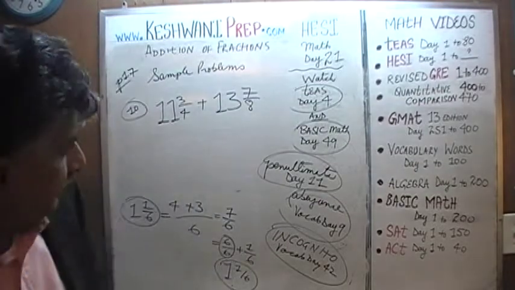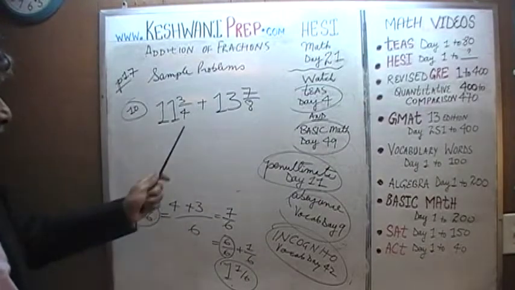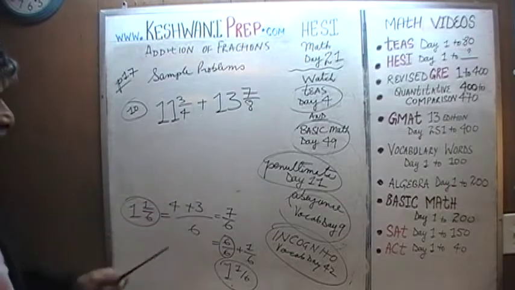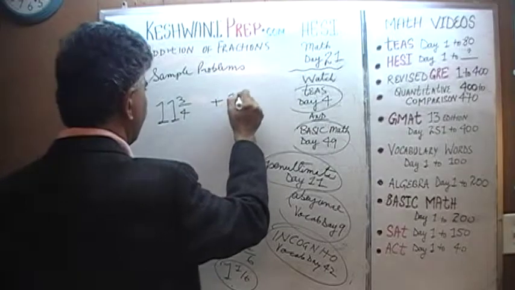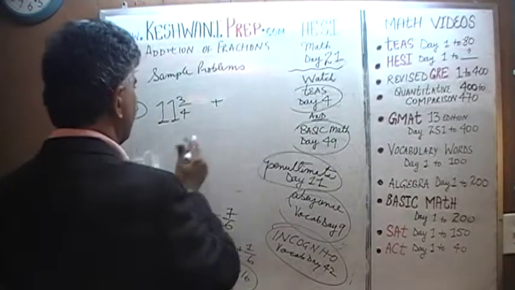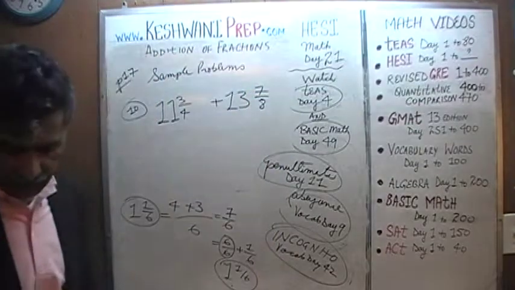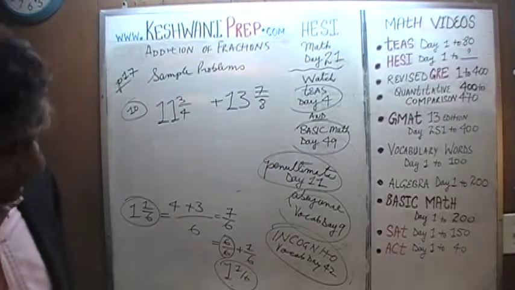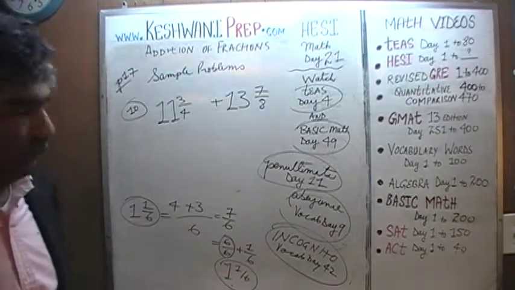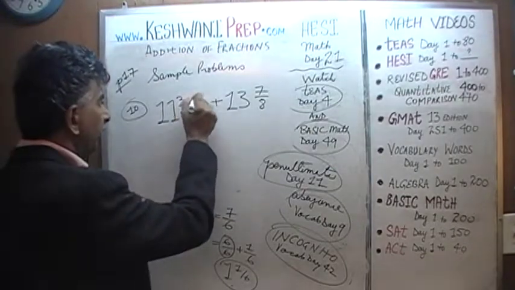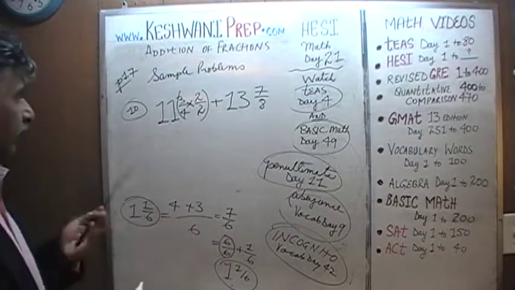Now, had I not written it like this, had I left some room here, if I had the forethought, we could have squeezed the whole thing here. I'm going to rewrite it. Plus 13 and 7/8. Now, as you can see here, we have a denominator of 8. Here we have a denominator of 4. Let's convert it into 8 by multiplying top and bottom by 2. There you go. And the rest is very easy.